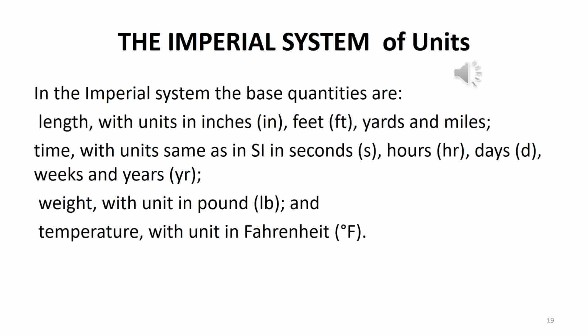In the imperial system, the base quantities are length, with units in inches, feet, yards, and miles, time, with same units as in SI, seconds, hours, days, weeks, and years, weight, with unit in pound, and temperature, with unit in Fahrenheit.